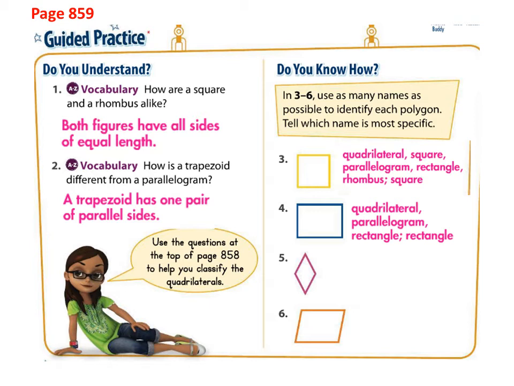Question 5. How many pairs of opposite sides are parallel? 2 pairs. Yes, so this quadrilateral is a rhombus, a parallelogram. Which sides have equal length? All the sides, or 4 sides, have equal length. So this is a rhombus. How many right angles are there? No right angles, so it's not a rectangle and it's not a square. So the answer is quadrilateral, parallelogram, rhombus. Rhombus is the most specific name for this figure.